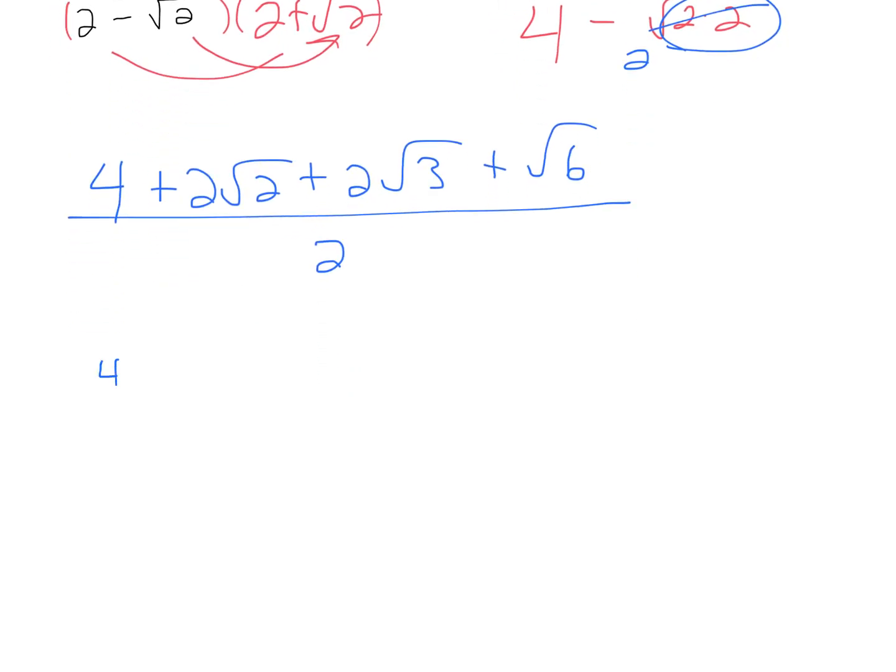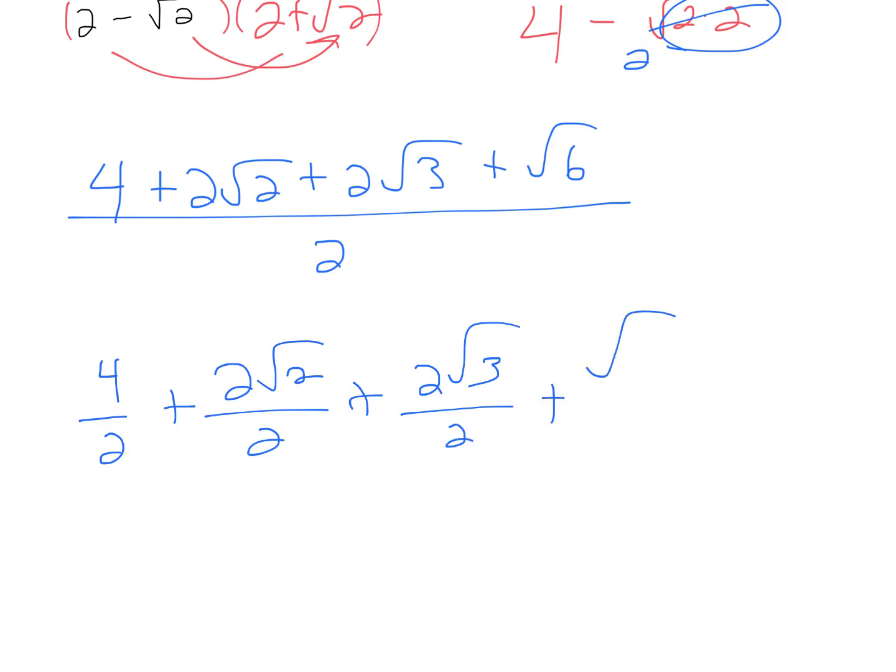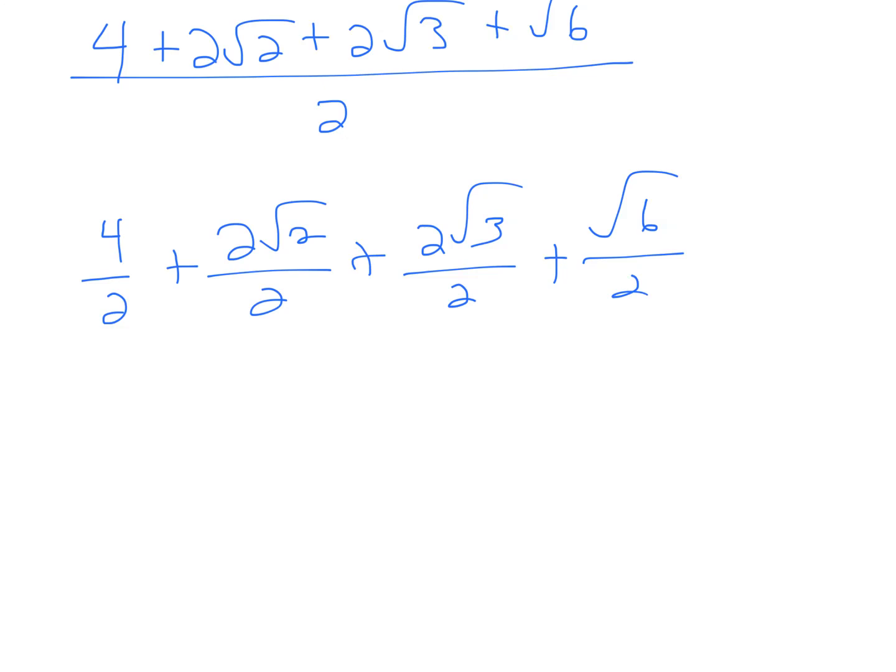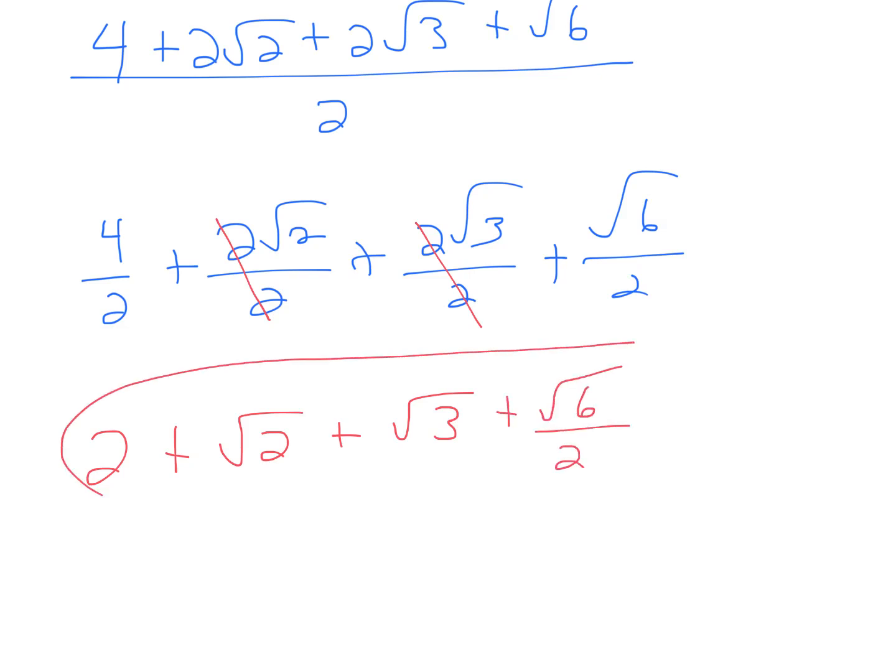Okay, so 4 over 2 plus 2 radical 2 over 2 plus 2 radical 3 over 2 plus radical 6 over 2, and reduce to finish. 4 over 2 is 2. Radical 2 over 2 is 1, so just radical 2 plus radical 3. And here I can't do anything else. Radical 6 over 2. And there's that.